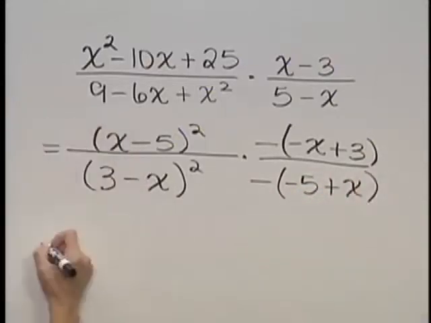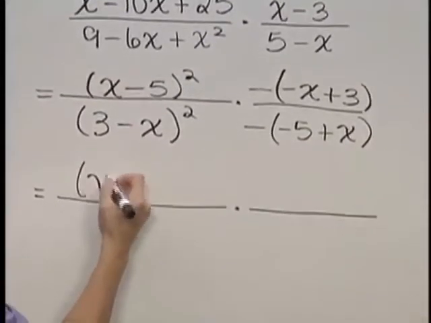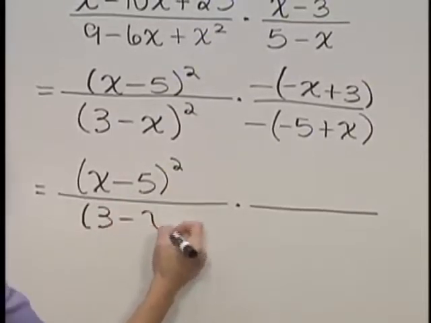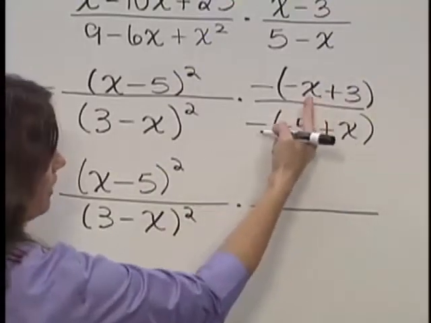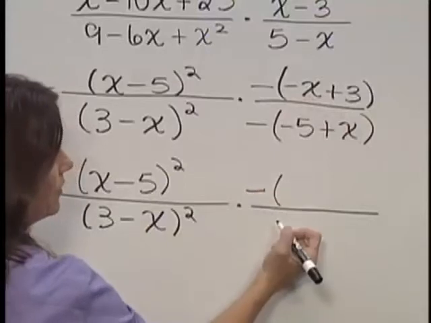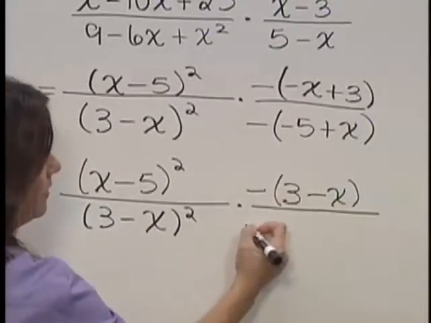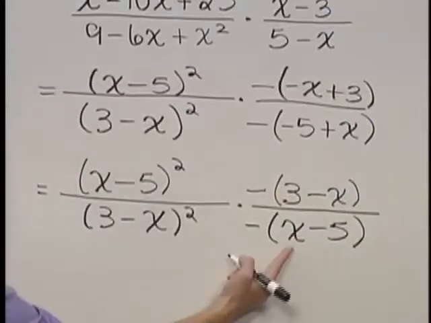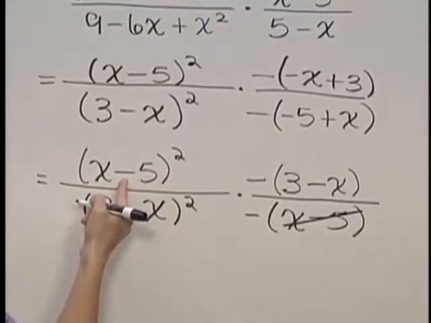x. I'm going to take one intermediate step here and rewrite this as x minus 5 quantity squared over 3 minus x quantity squared times, just rearranging terms here, let's write that as the negative of a 3 minus x, and in the denominator that's the negative of x minus 5, just so that our eyes can see the common factors here. So now let's divide x minus 5 into x minus 5 squared.